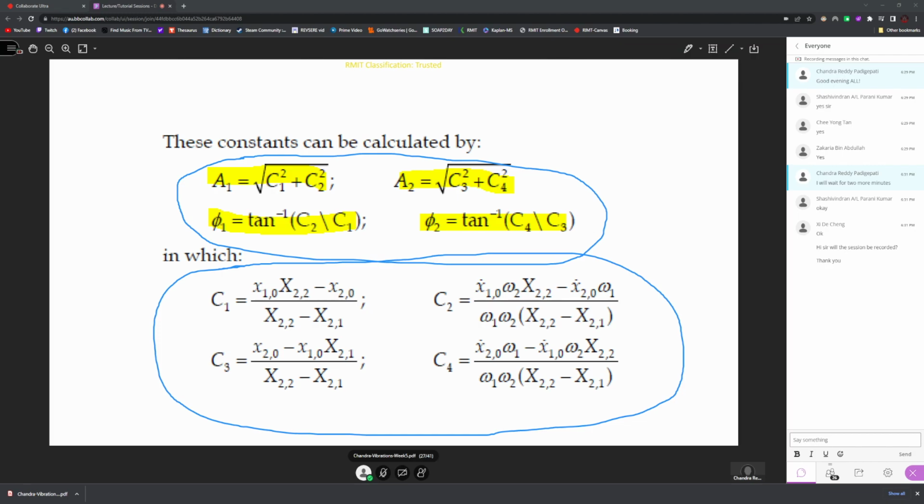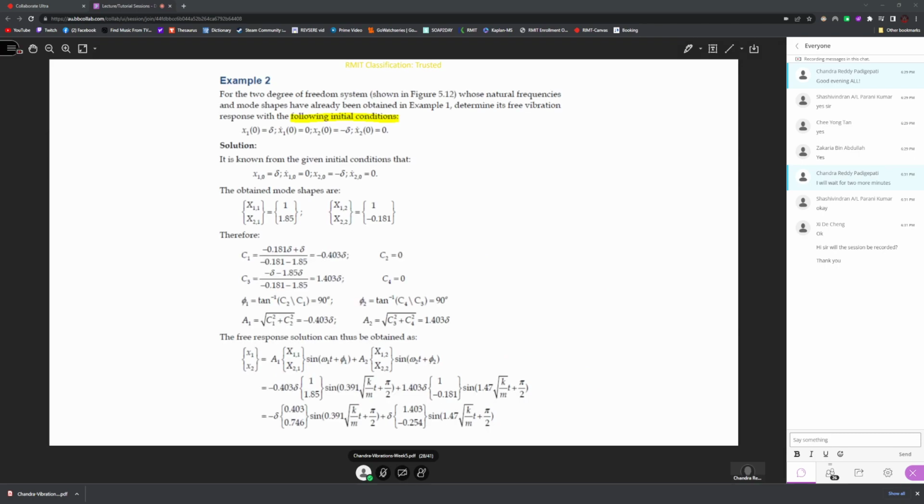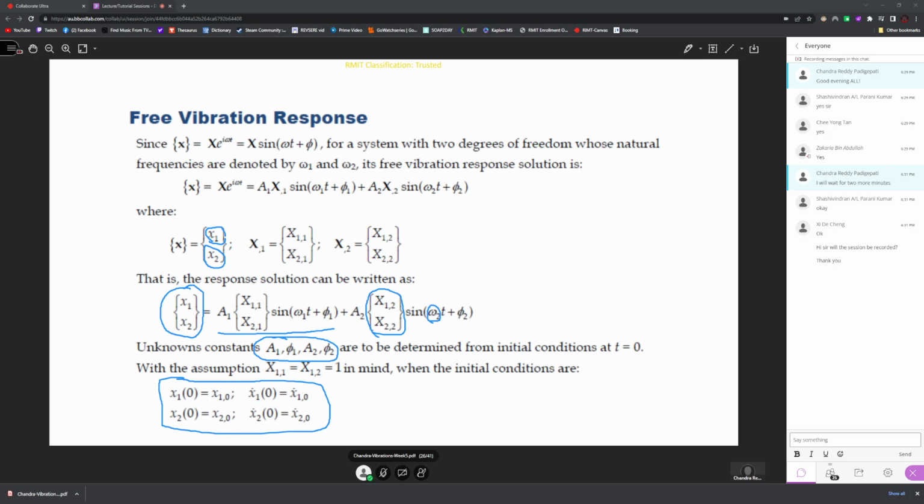Okay, so these formulas will not change. If you are dealing with a mass and spring system, the formulas will always be the same. So once you know A1, A2, phi1, phi2, then you can write the full response of the system. The response of the system means you just substitute your values in this expression.